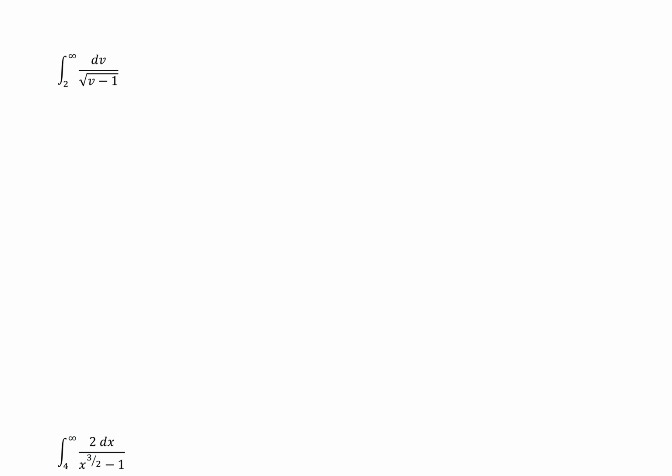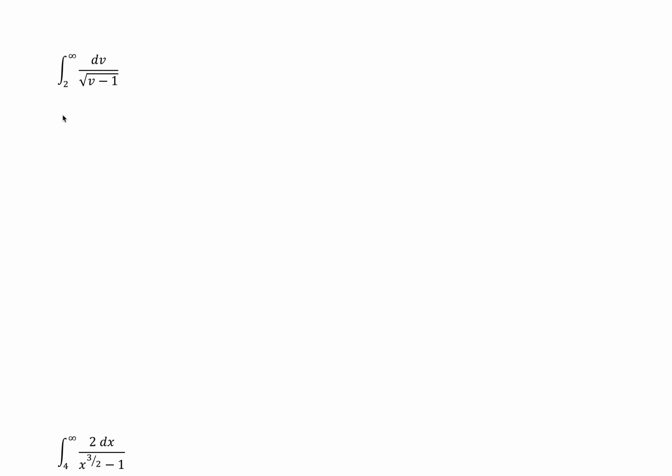So we've reached our last two examples, and I'm going to try to get both of these done in the same video here. For the first one, we're asked to integrate from 2 to infinity dv over the square root of v minus 1. I'm going to use the direct comparison test for this one.